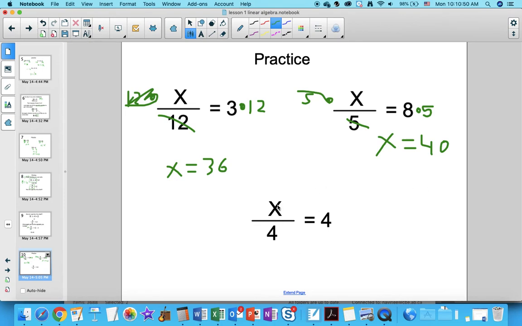And this one, x divided by 4 equals 4. Well then, times 4, because I'm dividing by 4, which cancels and cancels. Whatever I do to one side, I do to the other side, so I multiply by 4. 4 times 4 is 16, so x equals 16.